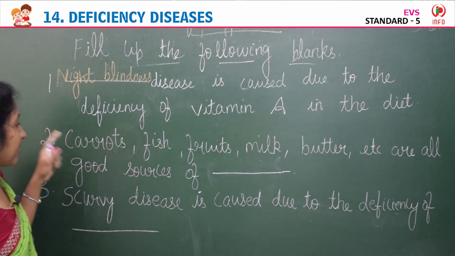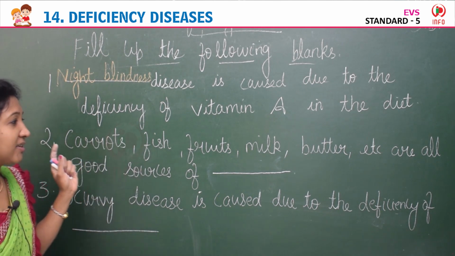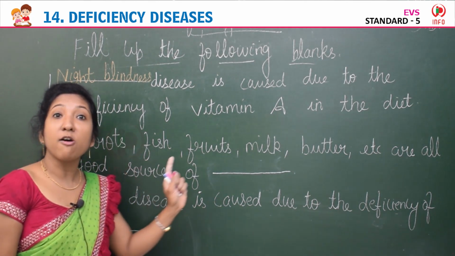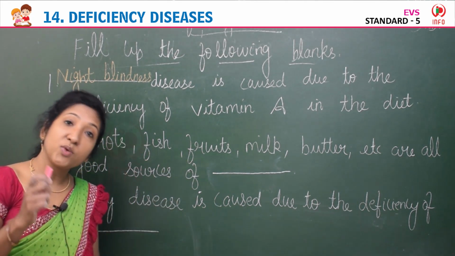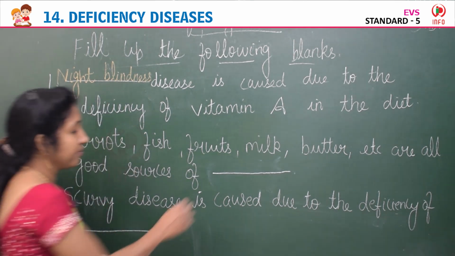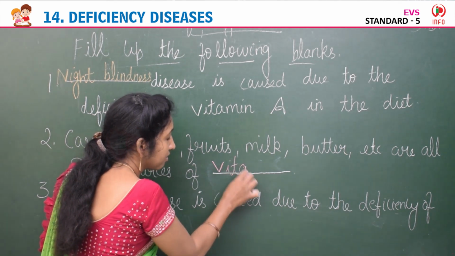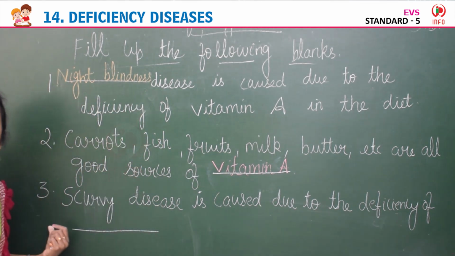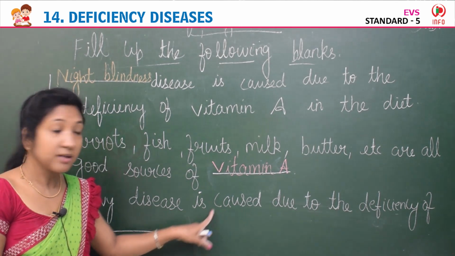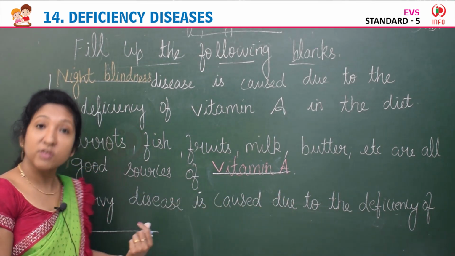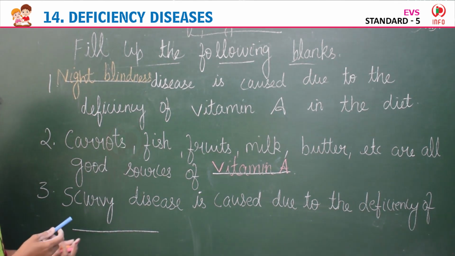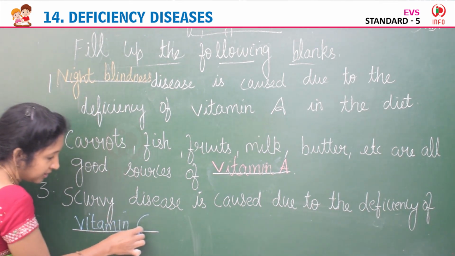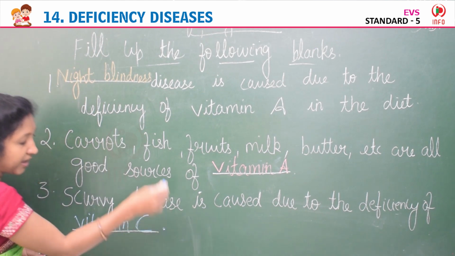Now, second one, carrots, fish, fruits, milk, butter, etc. are all good sources of dash. Which vitamin? Vitamin A. Now, third one, scurvy disease is caused due to the deficiency of vitamin C. Scurvy disease is caused due to the deficiency of vitamin C.